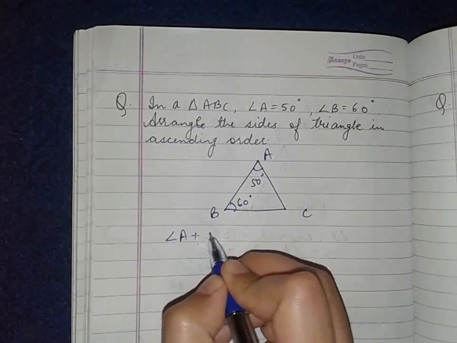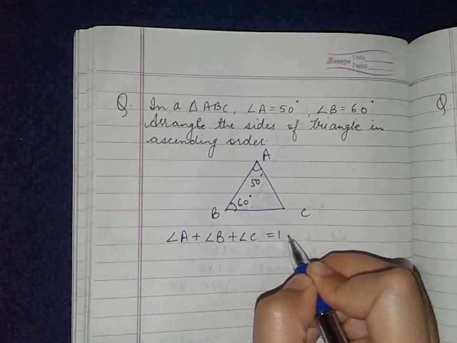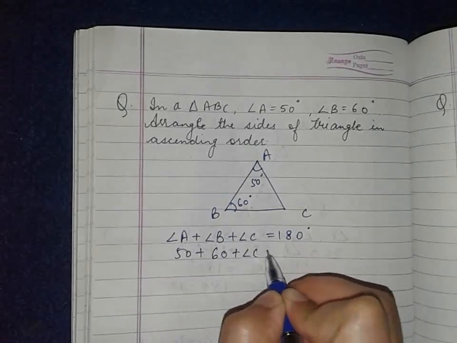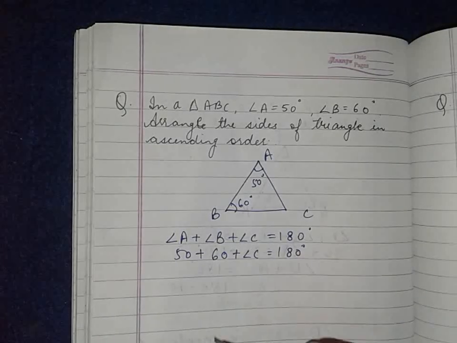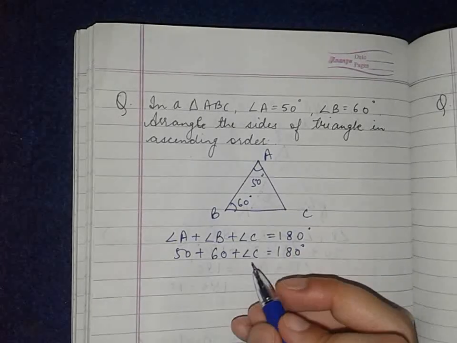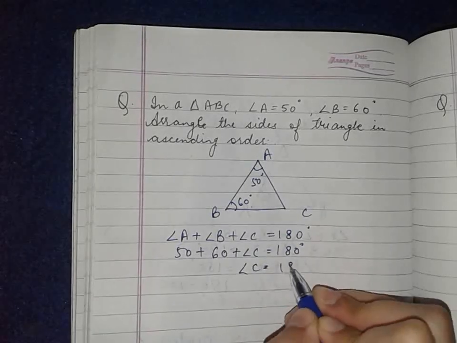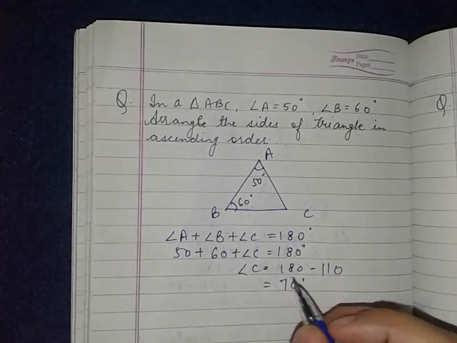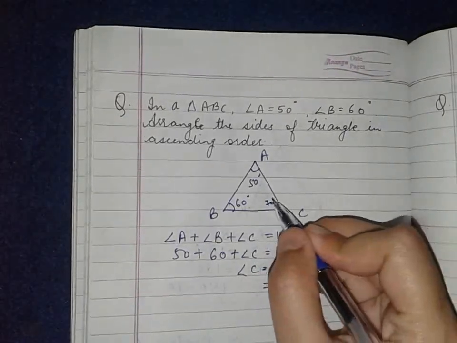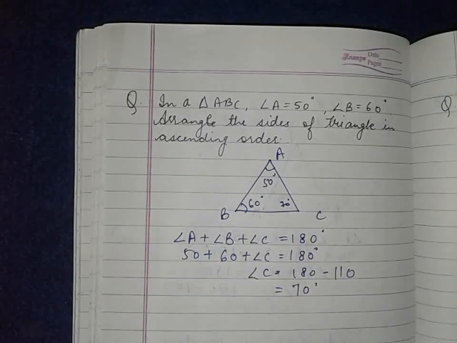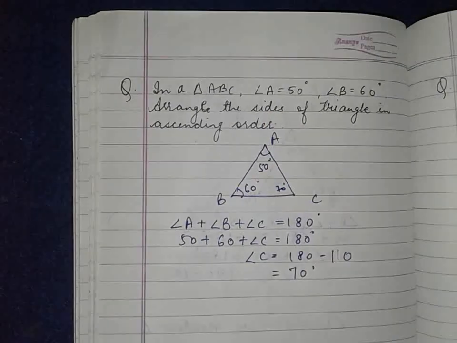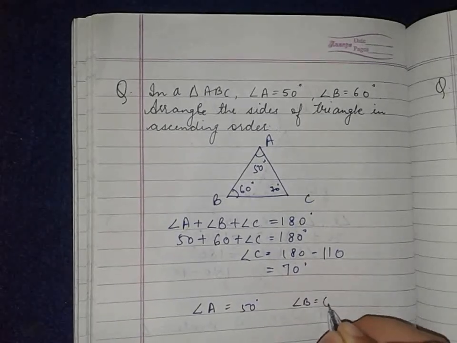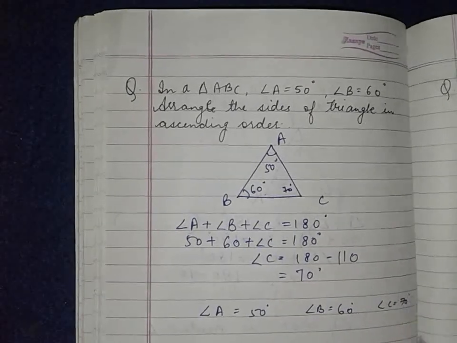So again, angle A plus angle B plus angle C is equal to 180 degree. 50 plus 60 plus angle C is equal to 180 degree. Then angle C will be equal to 180 minus 110, that is equal to 70 degree. Sorry, angle C is 70. We have got the angles. Which is the smallest angle now? Angle A is smallest. Angle A is equal to 50, angle B is equal to 60 and angle C is equal to 70.